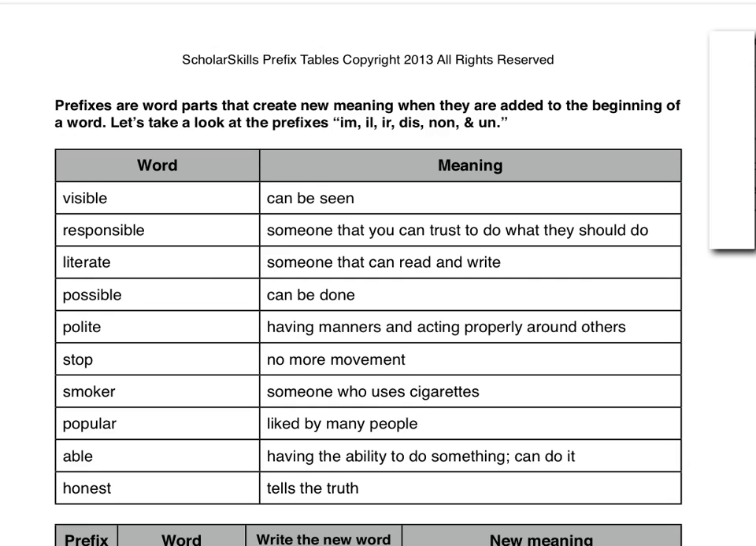Now, let's take a look at a few words that we already know, because our key is going to be to learn to use what we know to figure out what we don't. Okay? All right, so the word visible, we know what that means, can be seen. Responsible, someone that you can trust to do what they should do. We have the word literate, someone that can read. Possible, can be done. Polite, having manners. We know what stop means, no more movement, and smoker. You have the word popular, liked by many people. Able, having the ability to. And honest, tells the truth. Well, these are all words that we know. What will happen if we add these prefixes to these words? Let's see how they change the words.